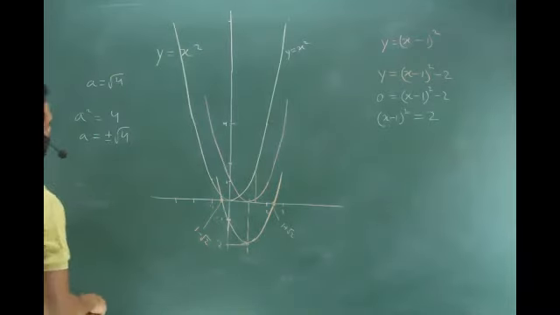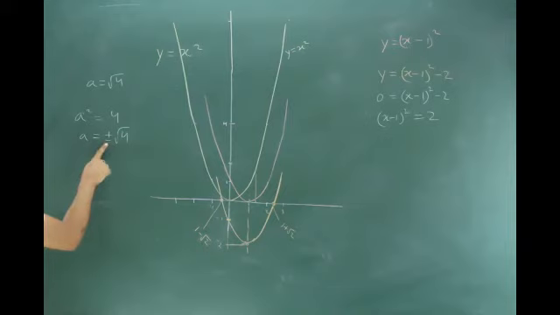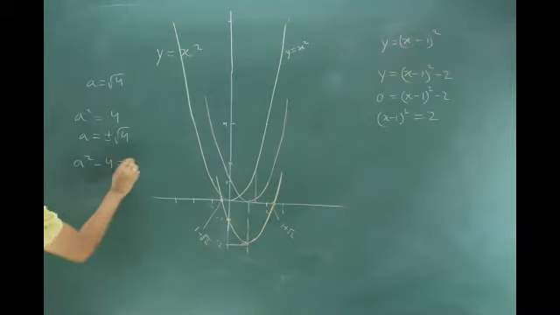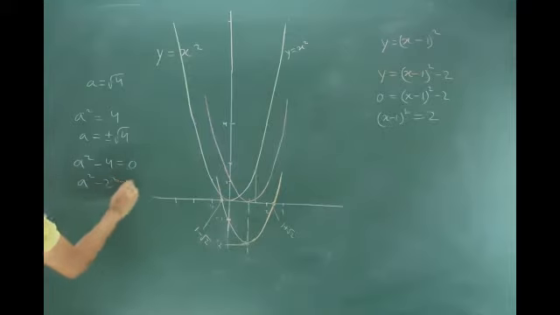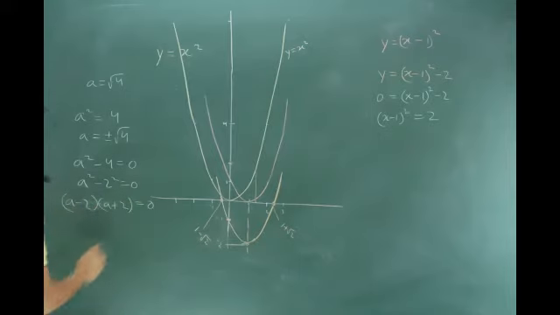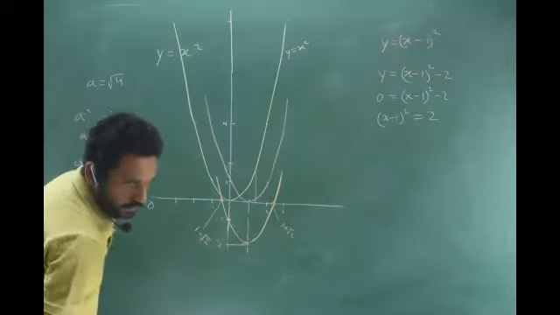If that is not clear, then people should write a square is equal to 4 as a square minus 4 equal to 0, a square minus 2 square equal to 0. Put the formula of a minus b and a plus b. (a minus 2)(a plus 2) is equal to 0, right? Get the point?